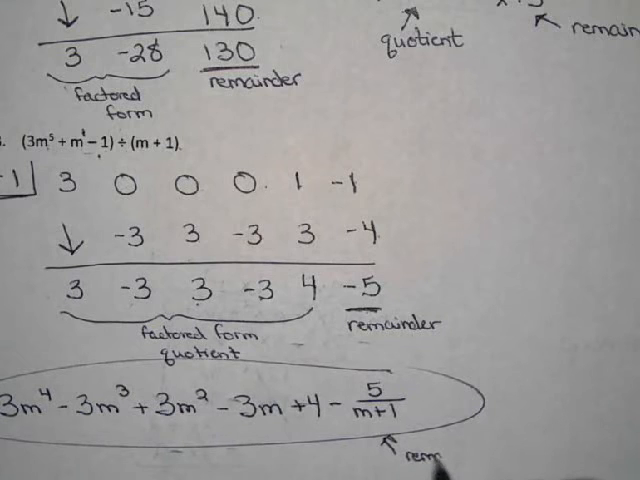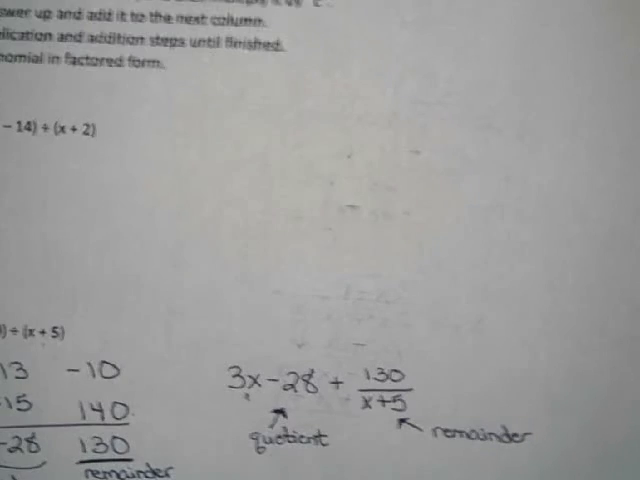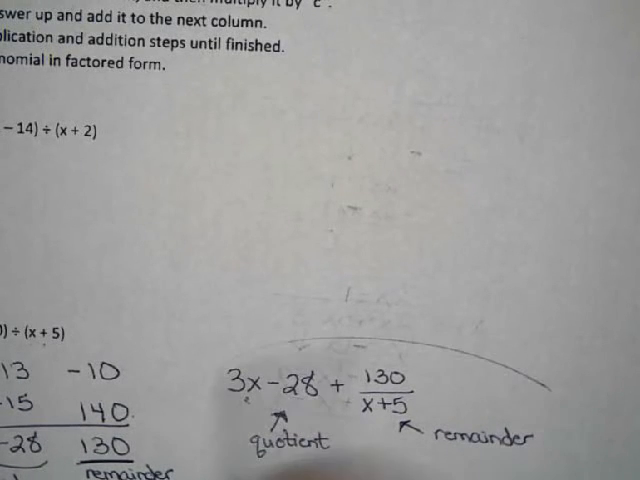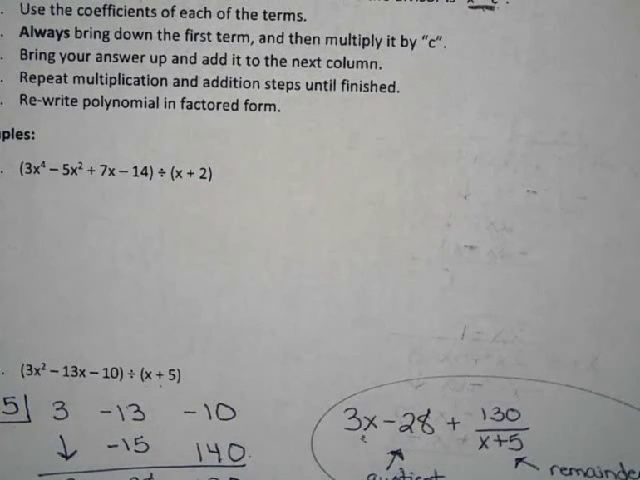Again, this is your remainder, and all of this right here is your quotient. So I want you guys to try number 1. And that's it.